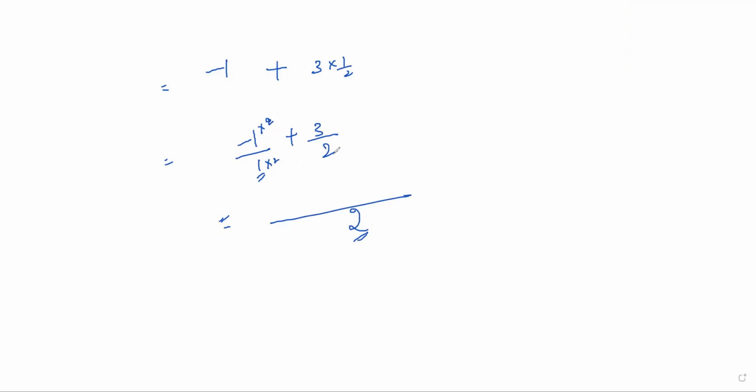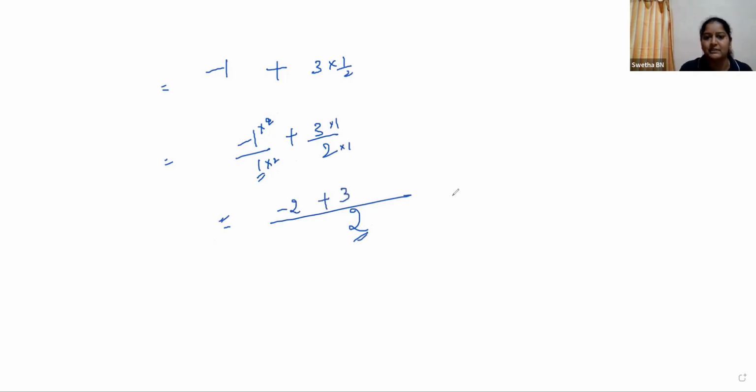Okay. Now we already have 2 here, so multiply by 1. Minus 1 into 2 is minus 2, plus 3 into 1 is 3. What is minus 2 plus 3? Plus 3 minus 2, that is, the bigger number has a plus sign, so put a plus sign: plus 1 by 2. Got it? If you have any doubt, you can ask me, I will explain.